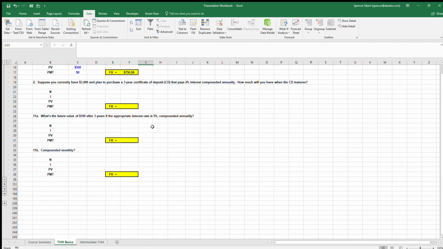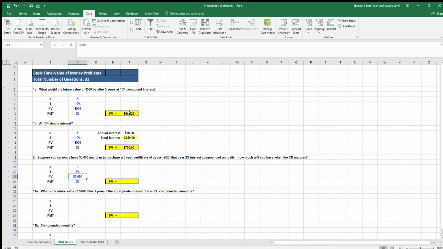All right, question 2. Supposedly you currently have $3,000 and plan to purchase a 3-year CD that pays 2% interest compounded annually. How much will you have when the CD matures? So your number of periods here is 3, we have 2% interest, our present value is $3,000 because you currently have the CD, and then your payment's 0.